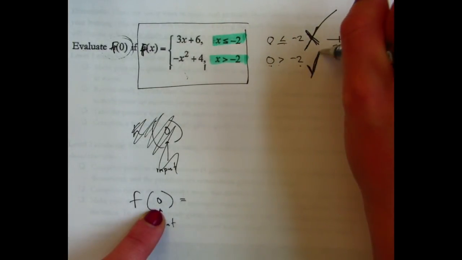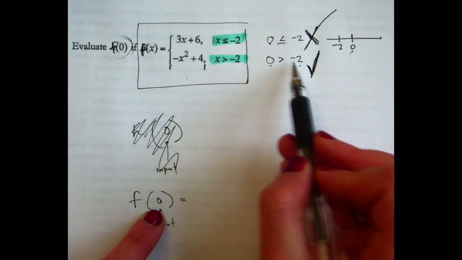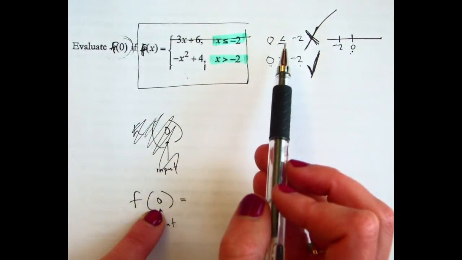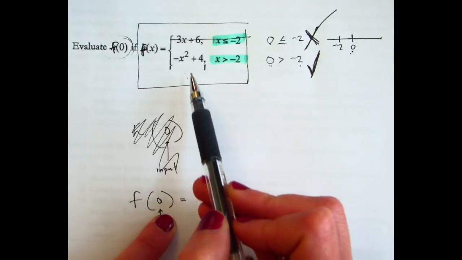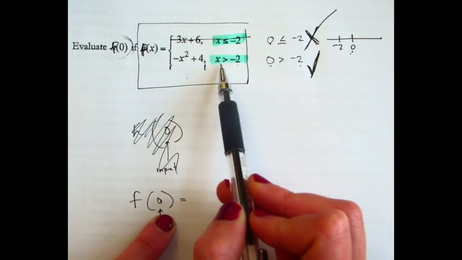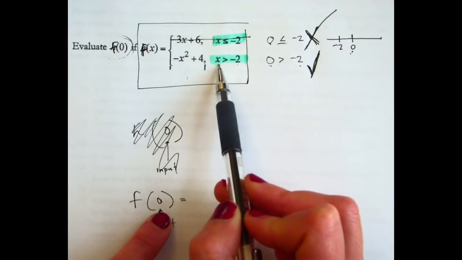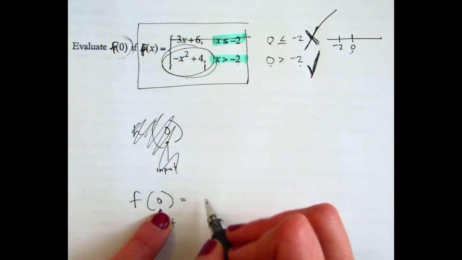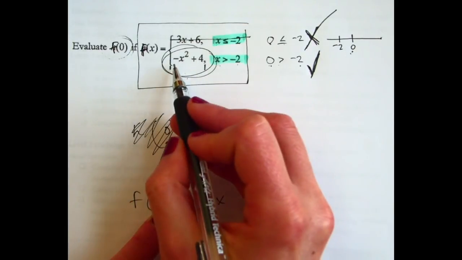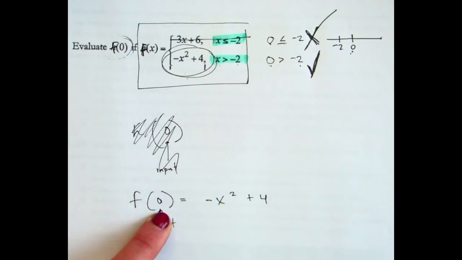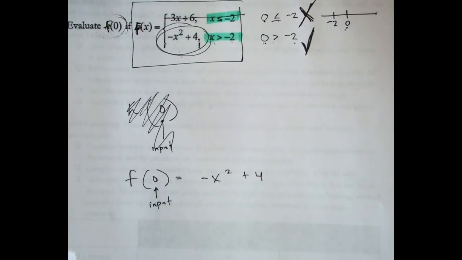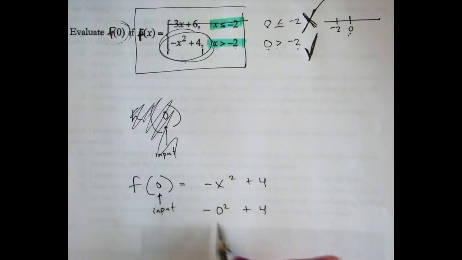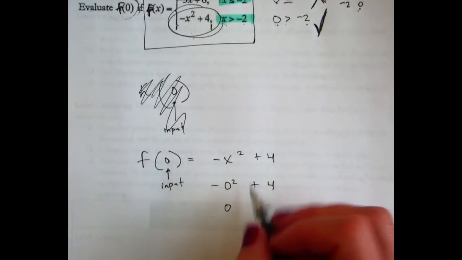Therefore, this first equation is moot. This first equation does not matter because it's not true for the input in question, which is 0. What does matter is the second equation, because my input 0 falls into this category. It's greater than -2. So what I care about is this equation. I'm going to use the equation -x squared plus 4. And then from there, it's just an input-output problem. So I'm going to plug in 0. This just goes to 0. And then my final answer is 4.